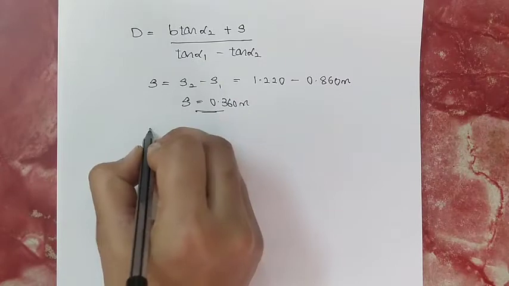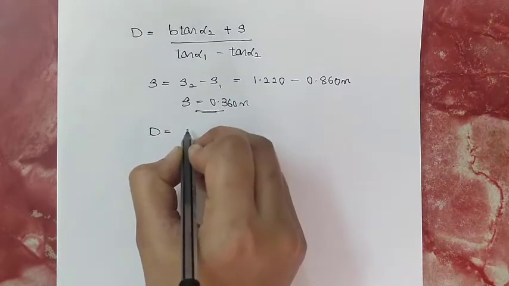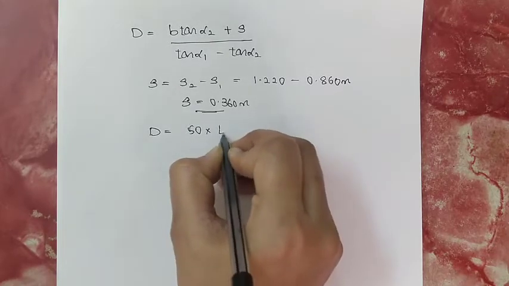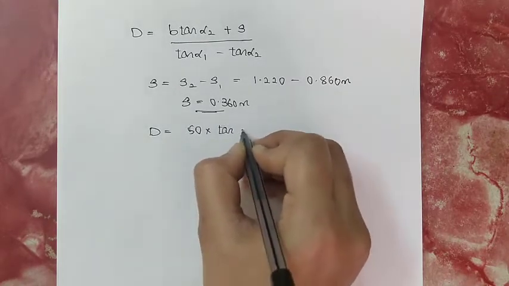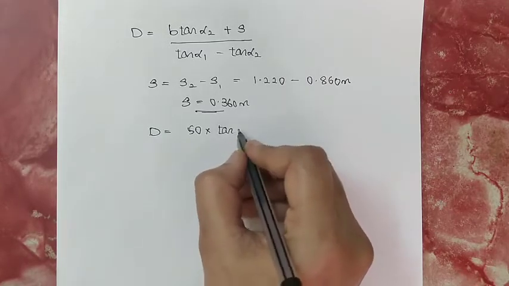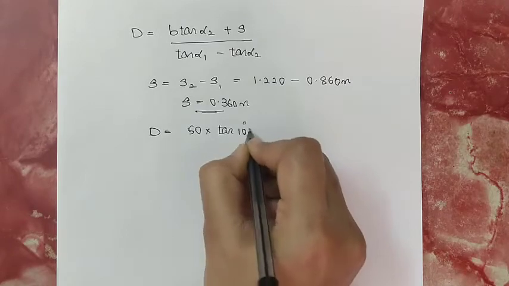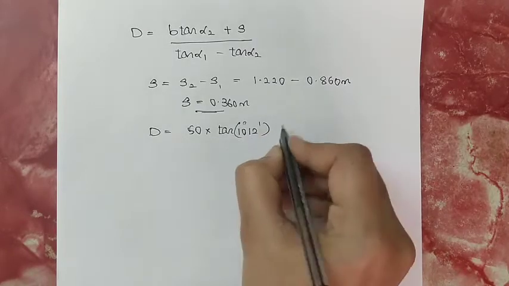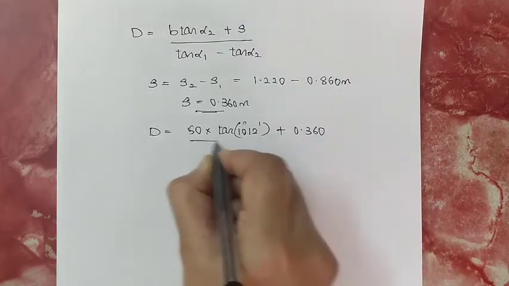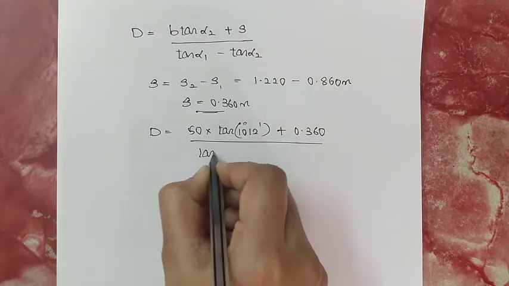Then substitute the value D equal to B value. What is B? The distance between two stations, that is A and B, they have given in the problem, that is 50, and tan alpha 2. Alpha 2 is what? Observations. Angle of elevation when the instrument is at B, it is 10 degree 12 minutes, plus S value, it is 0.360 divided by tan of alpha 1.